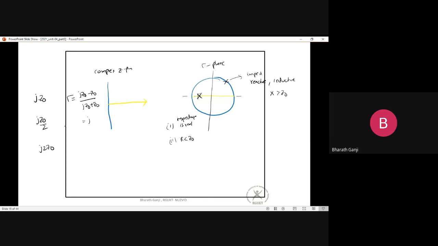Okay, and for the second one, you need to solve. The z0 cancels, and you get j minus 2 by j plus 2. So that is for this one. If you take this one, you will have tau equal to 2j minus 1 divided by 2j plus 1.